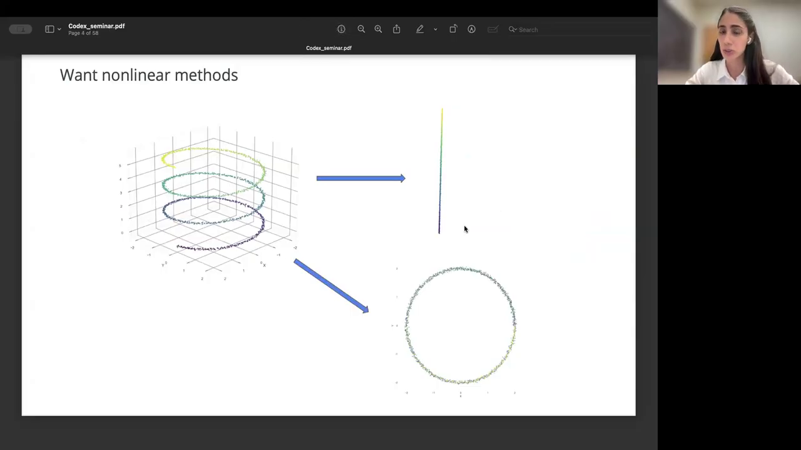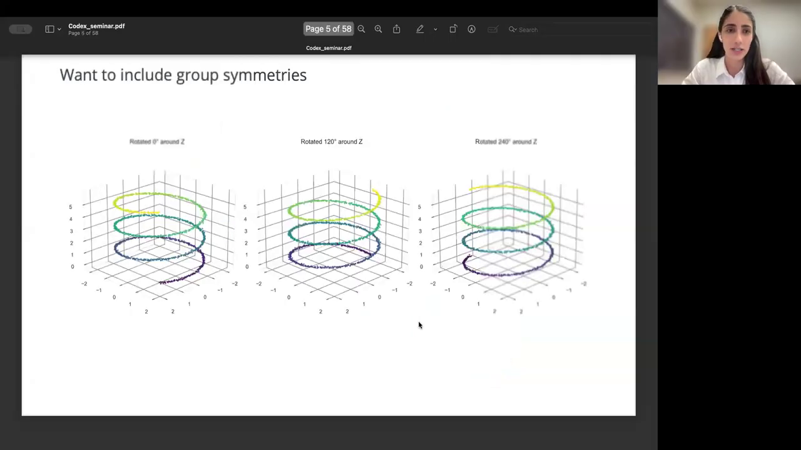Okay, so first of all, we want to work with nonlinear methods because sometimes linear projections are just not enough. For example, here in this helix, if we project either to a one-dimensional subspace or a two-dimensional subspace, we're losing structure in the data, and that's not good. We don't want that. Second, we also want to include group symmetries because they allow us to understand better what are the key features in data. So if we understand that this data has a 2D rotational symmetry, then we're going to know that we only need two parameters to fit this data instead of three, so that might give us better results.